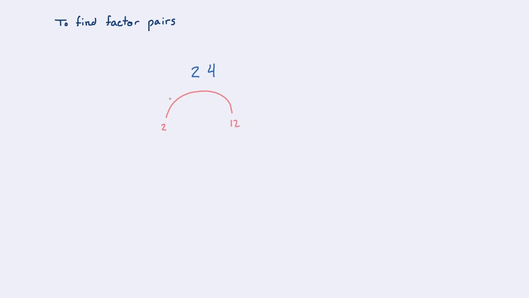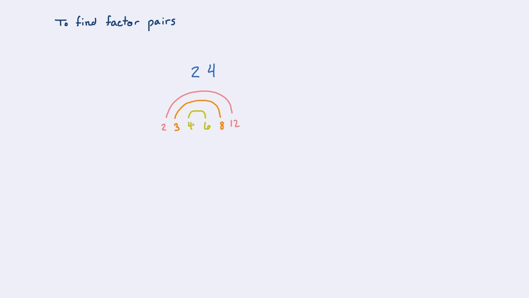We can move up to 3. Is 24 divisible by 3? Yeah, 24 divided by 3 is 8, so we can draw another strand of the rainbow connecting 3 and 8. Next we'll try 4. 24 is divisible by 4, and it gives you 6. So once again, we can draw a strand connecting the factor pairs 4 and 6. Is 24 divisible by 5? No, so we don't include that on our rainbow.